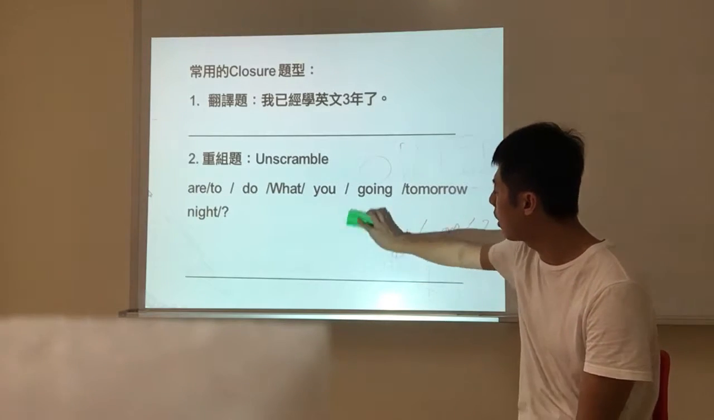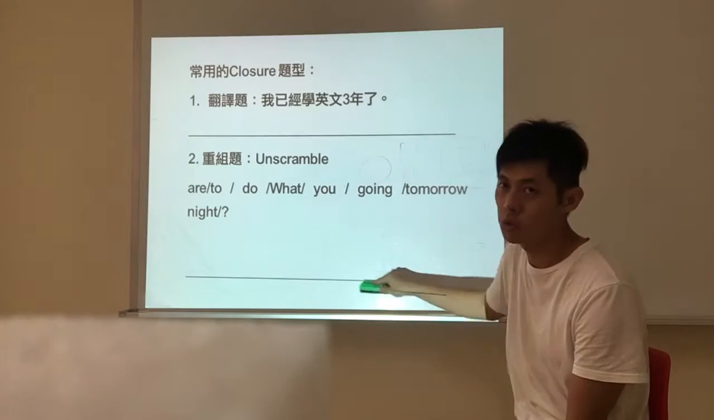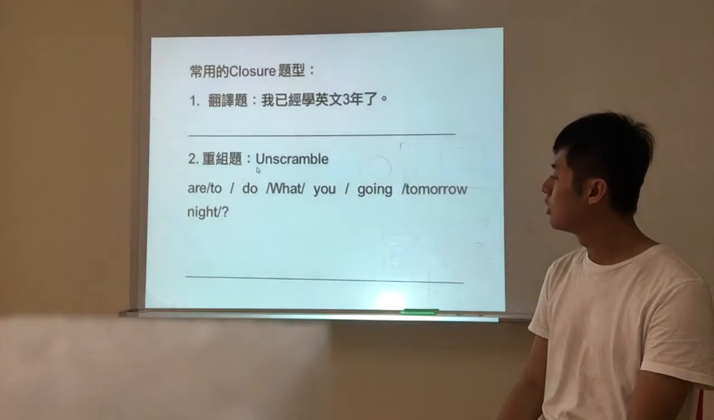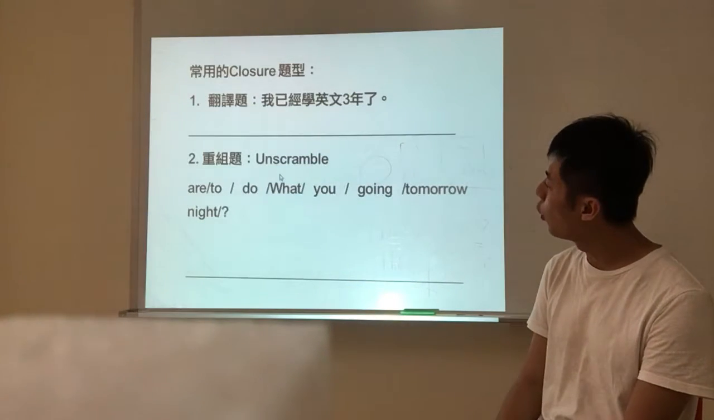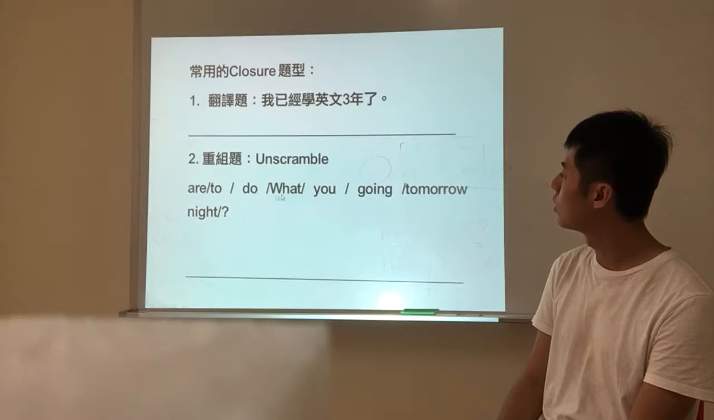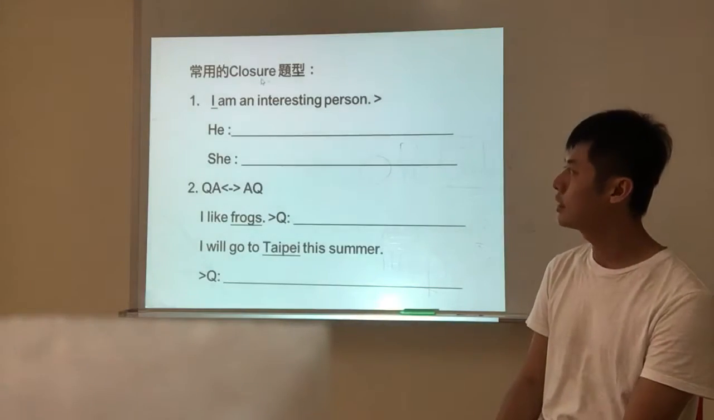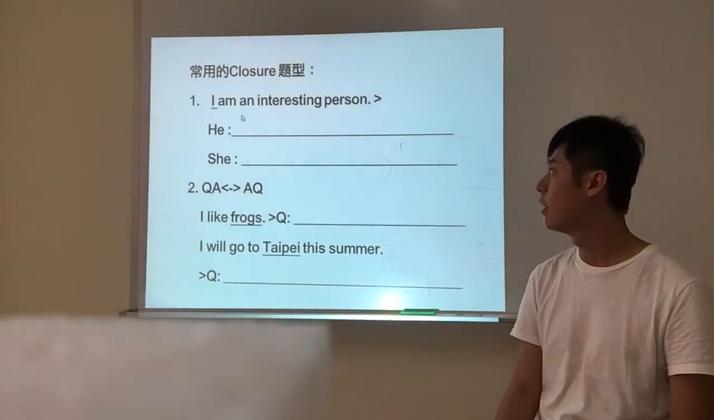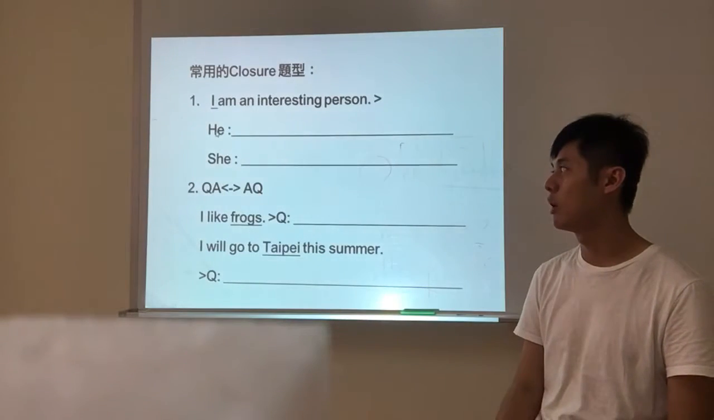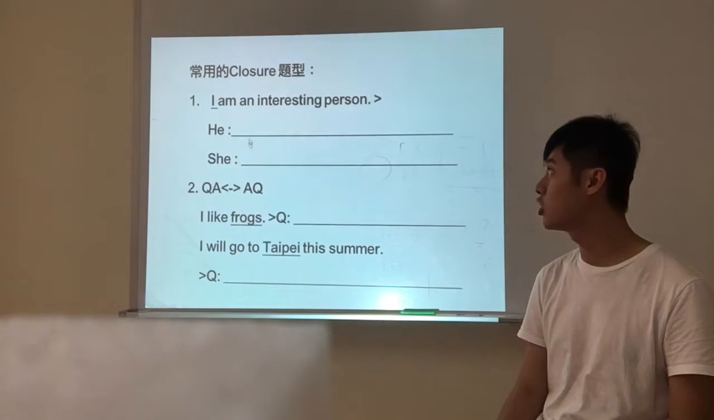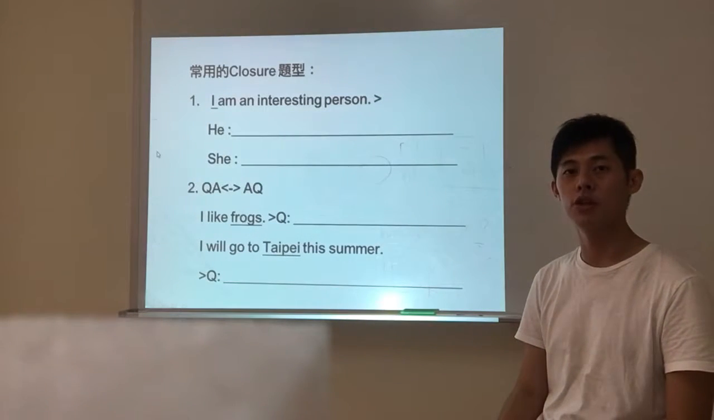Alright, unscramble, this is how it goes. Okay, how we show students the sentence structures by using the little whiteboard or the monitor. Okay, I'm projecting it. What are you going to do? Okay, tomorrow night, got it? Right. Or this part, practice like transform. I am an interesting person, so if you change to he, you say he is an interesting person. Change to she, she is an interesting person. That we call transformation.